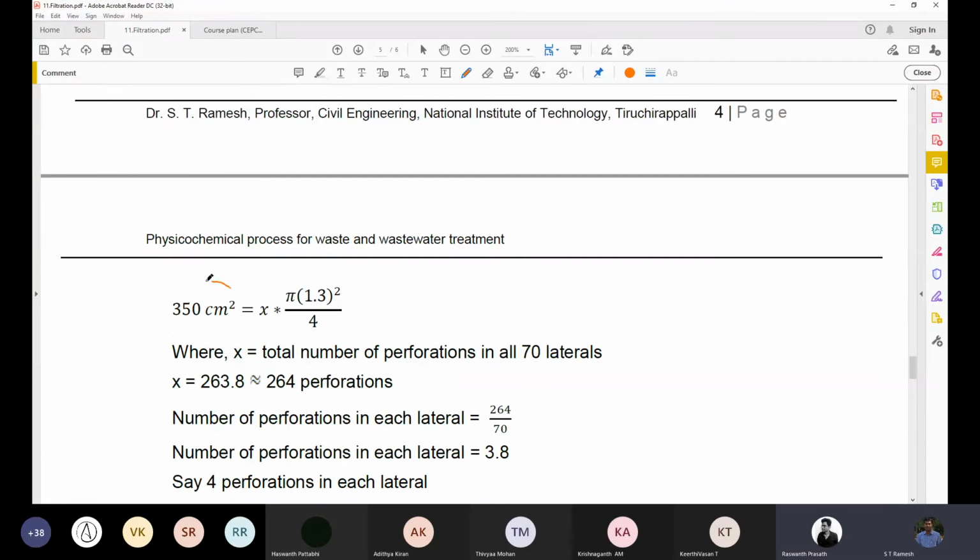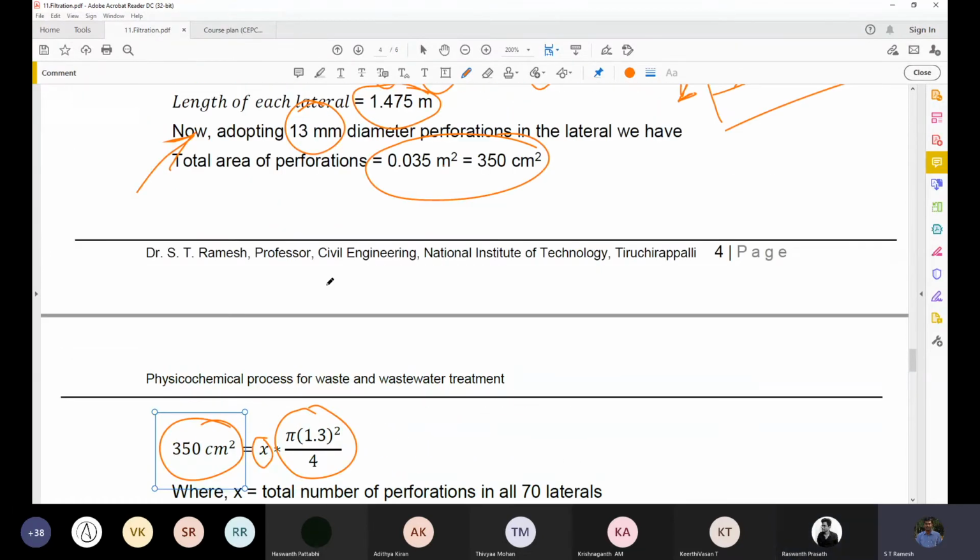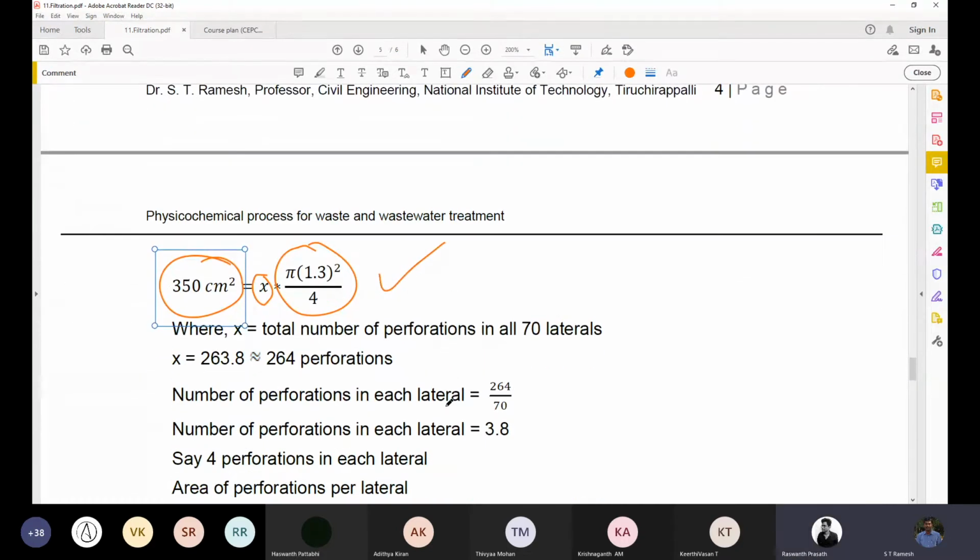Now this total area of perforation is equal to x number of perforations multiplied by the area of one perforation, that is pi into 1.3 centimeter square divided by 4. Is it okay? Yes, sir. So now we can find out the total number of perforations in all 70 laterals. There are approximately 274 perforations in all 70 laterals.